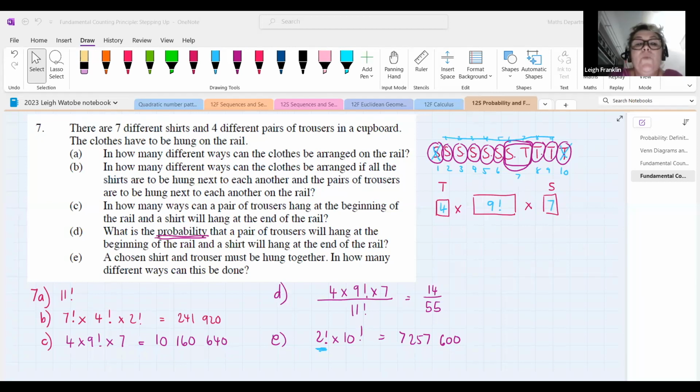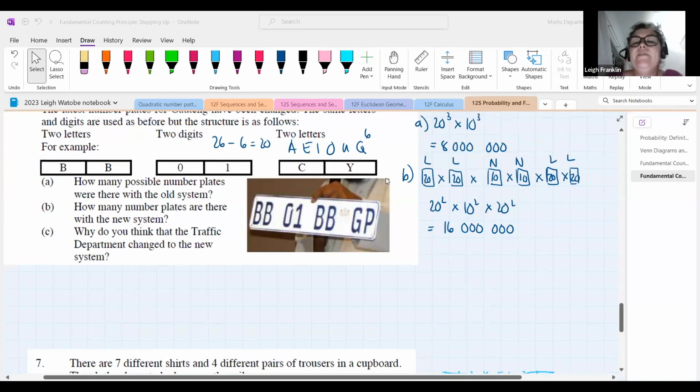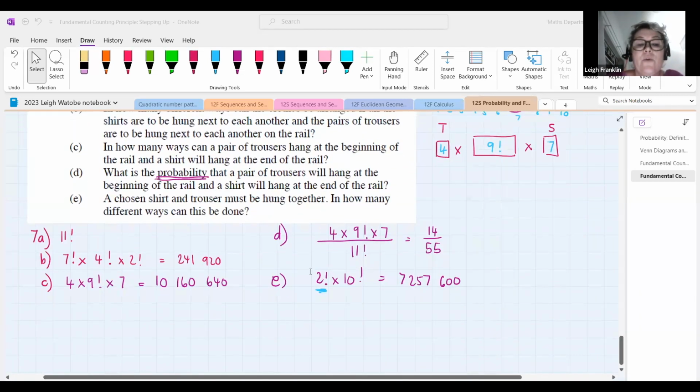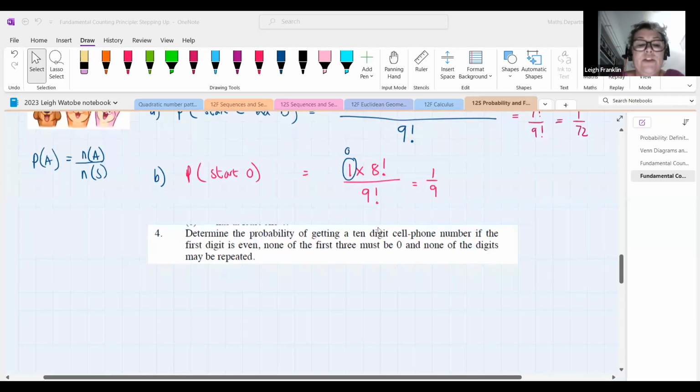No, Jude, because when the shirt and the trouser go together as one thing, there are 10 groups. So Jude, if in doubt, just put circles around them and then count how many circles you've got, how many groups you've got. Okay, just hang on a second. Why isn't E multiplied by 2 factorial again? Oh, it could be. No, hang on a second. A shirt and trouser must be hung together. No, it wouldn't need to be multiplied by 2 factorial again. Okay, so the toboggan question, where were we?